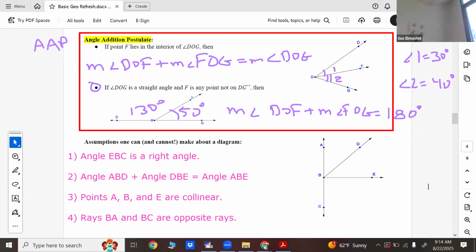True, false. Angle ABC. Yes, true. I want to say false.